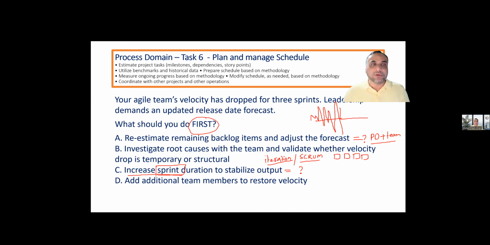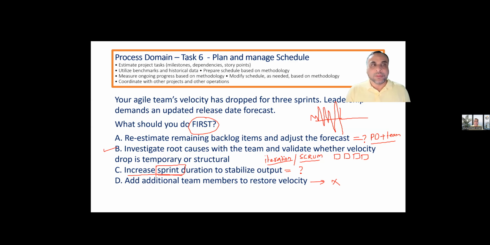Add additional team members. Can we add team members during the ongoing iteration? Not possible. We can only add new team members at the beginning of the iteration. So the only possible option is again B. I am not stopping you from answering as fast as possible, but be aware that there could be better options and you should have the reason for not selecting other answers also. So yes, B is the correct answer.